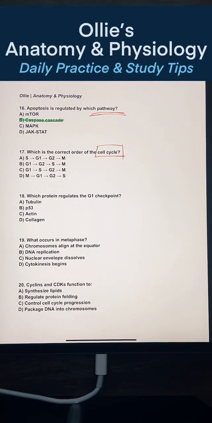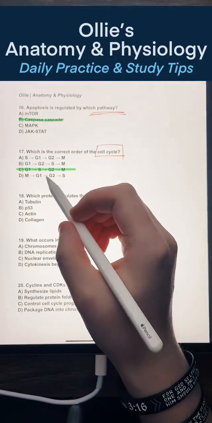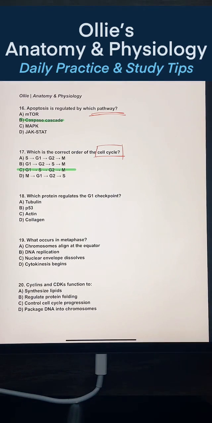But number 17, the answer is going to be C. It's G1 to the S phase to G2 to M. G1 is growth, S is DNA replication, G2 is the prep, and M is the mitosis.